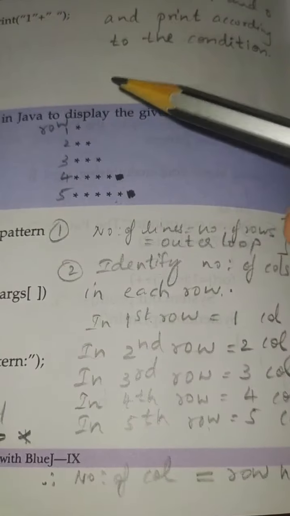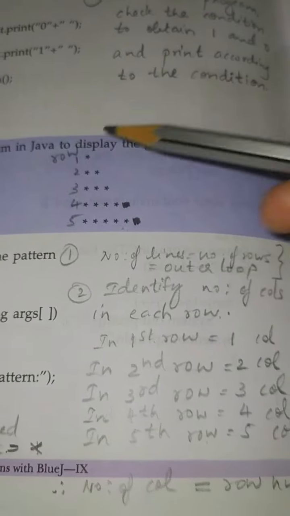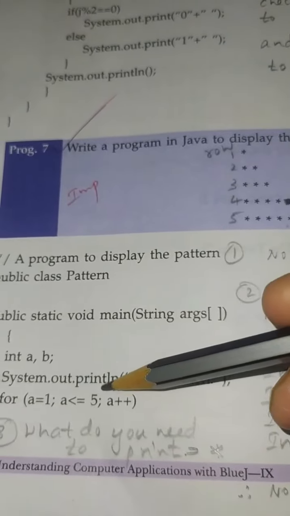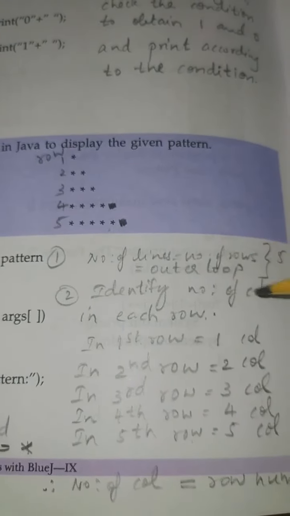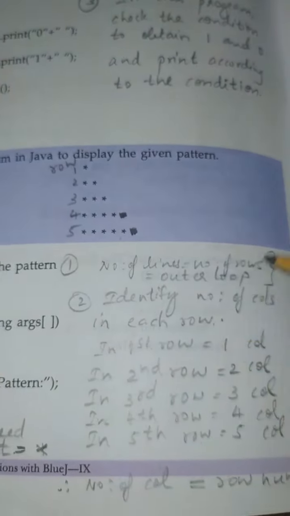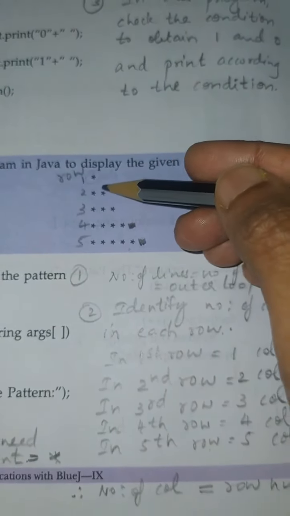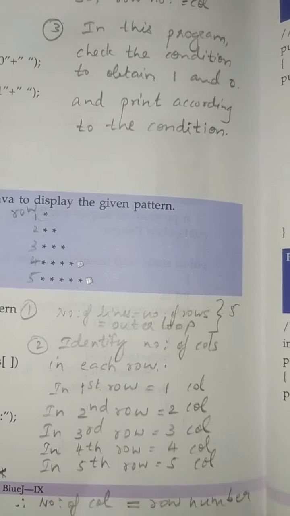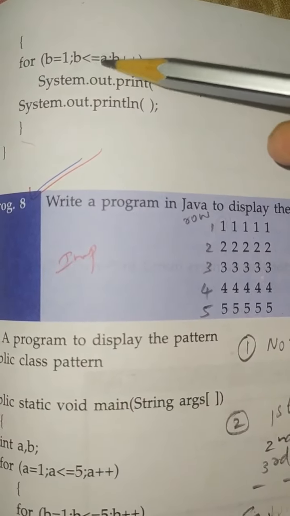And see this pattern also. First we have to find the number of lines, that means the number of rows. How many rows are there? 5 rows are there. So in the outer loop I have given from 1 to 5. Second, you have to identify the number of columns. See, columns and rows are the same here. In the first row, how many columns? Only 1 column. In the second row, how many columns? Only 2 columns. So according to this, the number of columns is equal to the row number. So in the inner loop, the column goes up to the row number.